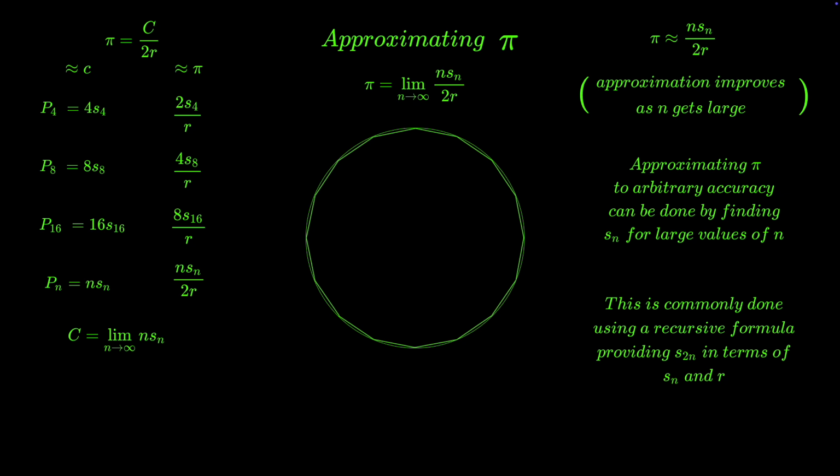We can calculate s sub n for large values of n by using a recursive formula which provides s sub 2n in terms of s sub n and r. With no loss in generality, we can derive the recursive formula using an inscribed square and an inscribed octagon, as shown.